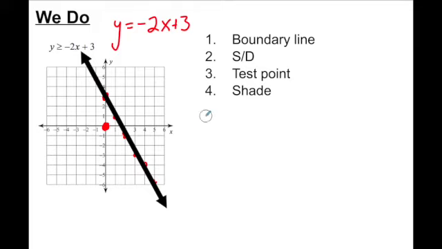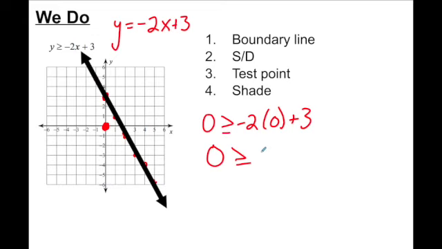Now let's go ahead and plug it into the inequality. So 0 is greater than or equal to negative 2 times 0 plus 3. So this is 0 plus 3. So 0 is greater than or equal to 3. Is that true? It is not. 0 is actually less than 3.